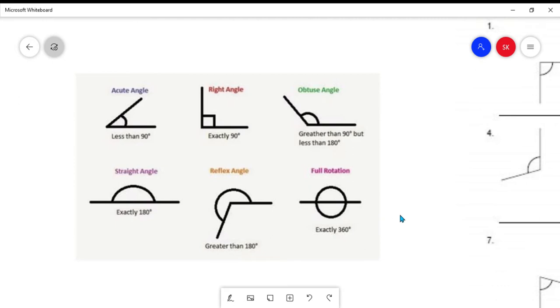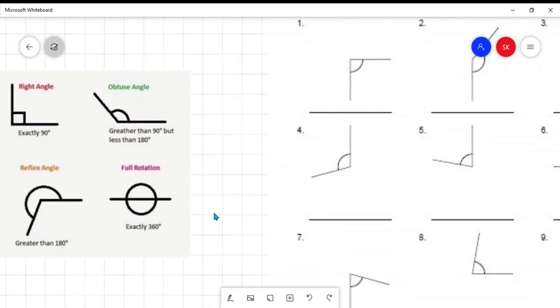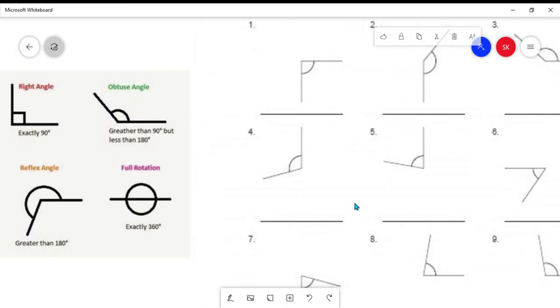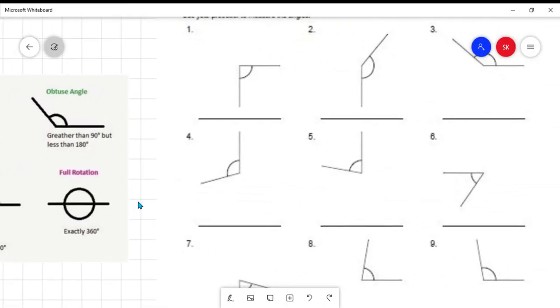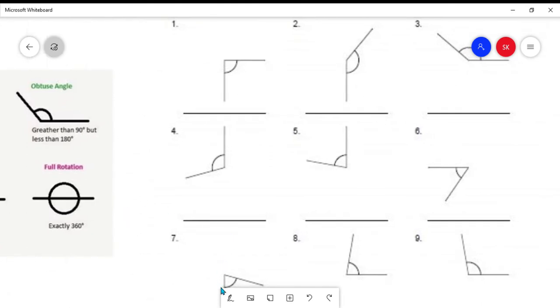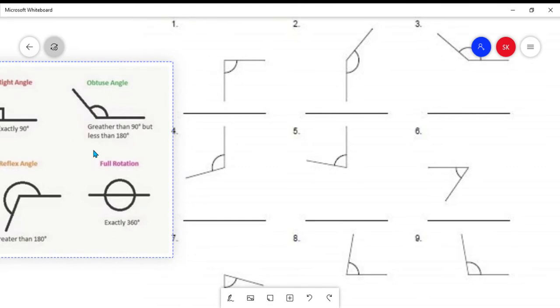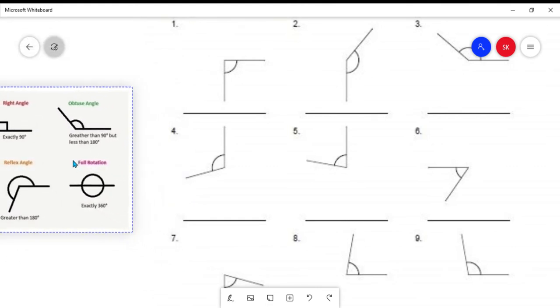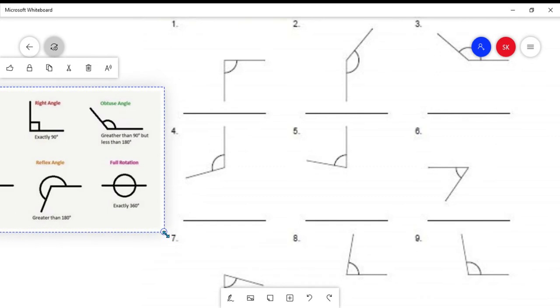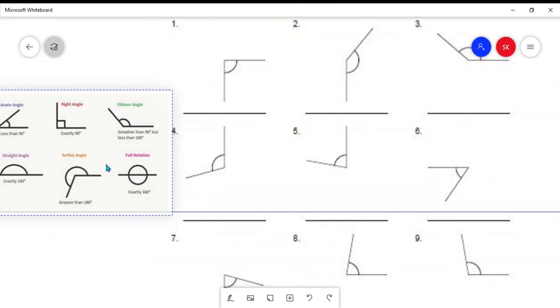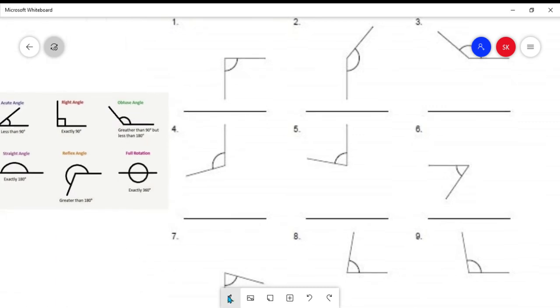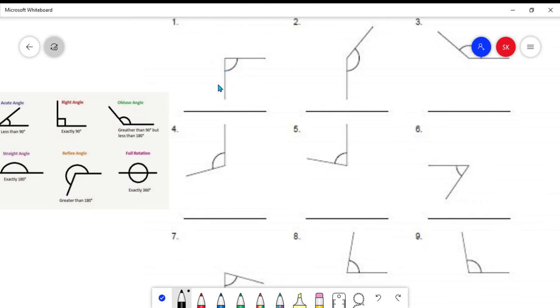So here I have some questions and we'll be going through them together. Starting off with the first one, it's a right angle. I'll bring this a bit closer so we can have a look as we go. It's not a square, but if they did put a square, we would find out.